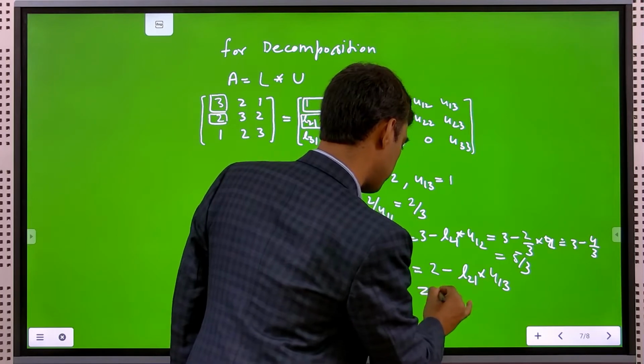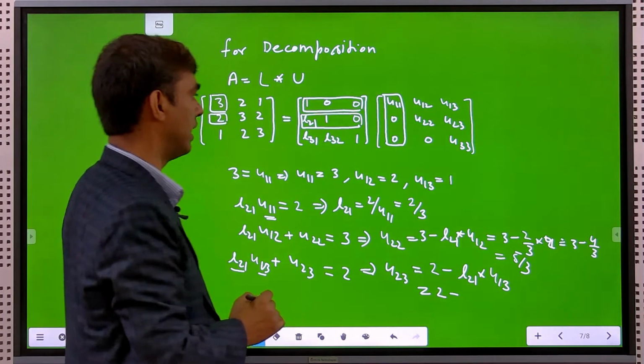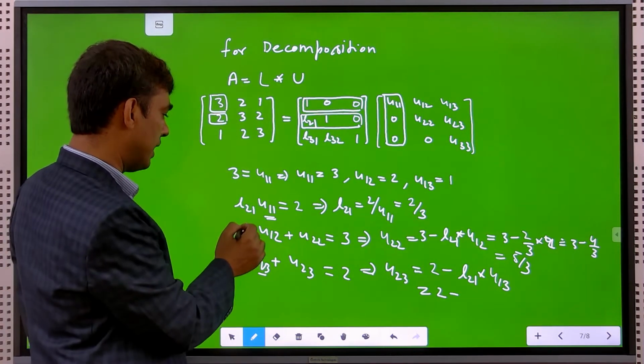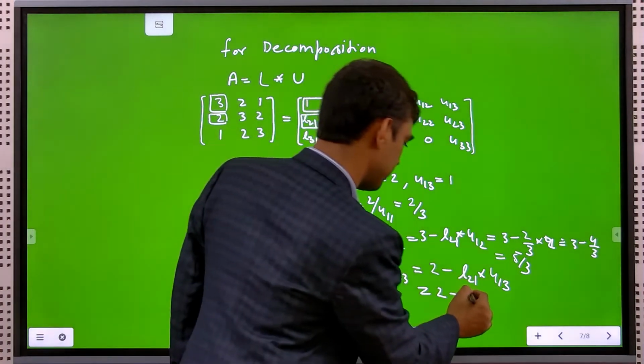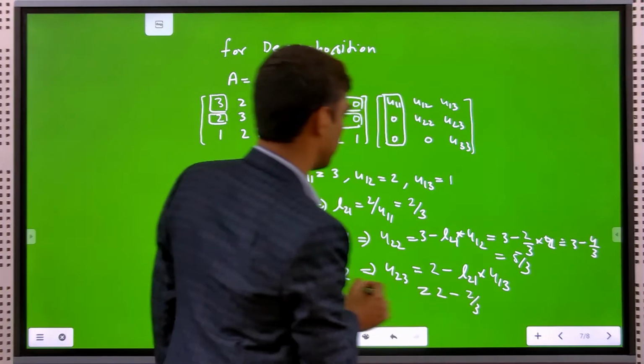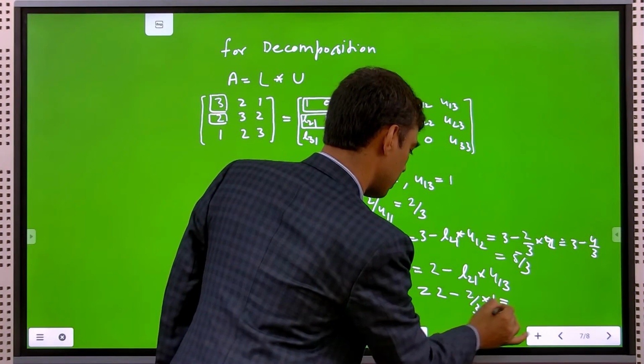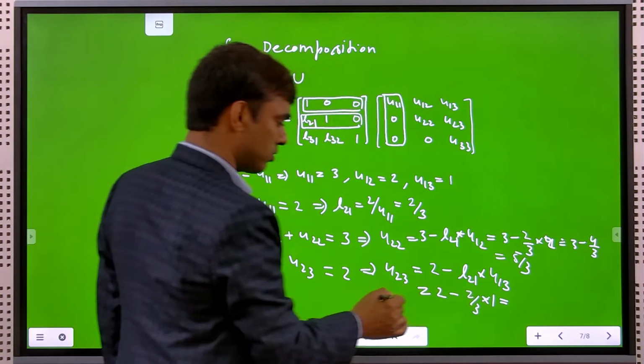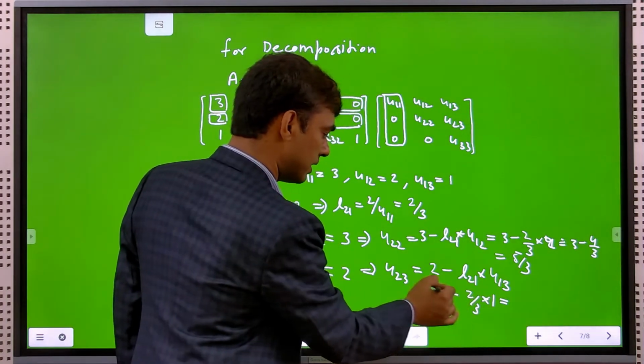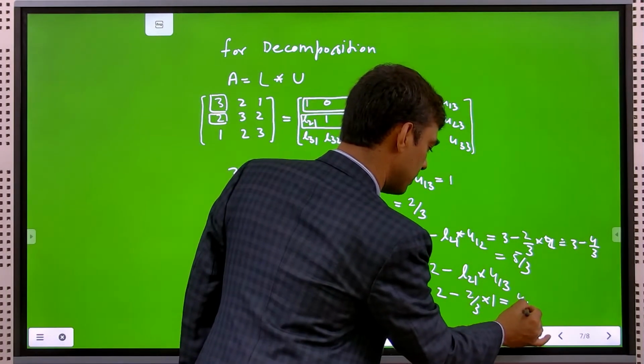So this becomes 2 minus, what is the value of L21? The value of L21 is 2 by 3, and what is the value of u13? The value of u13 is 1. So this becomes 6 minus 2 over 3, which is 4 by 3.